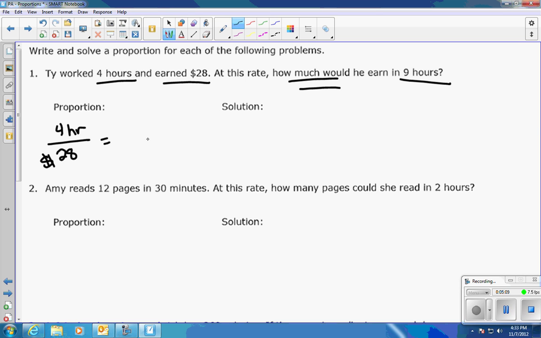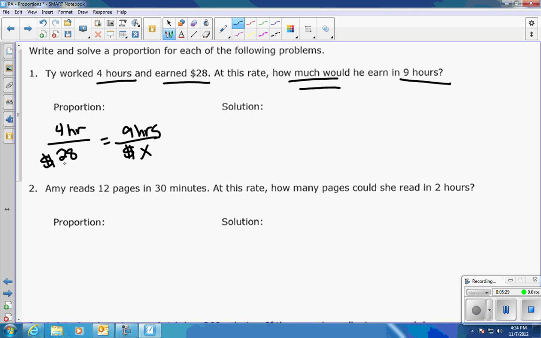That ratio should be the same as how much he would earn, which we don't know, in 9 hours. Now, your proportion doesn't necessarily have to be written like this. You could have written price over hours. But in that case, the price would have to be over the hours.